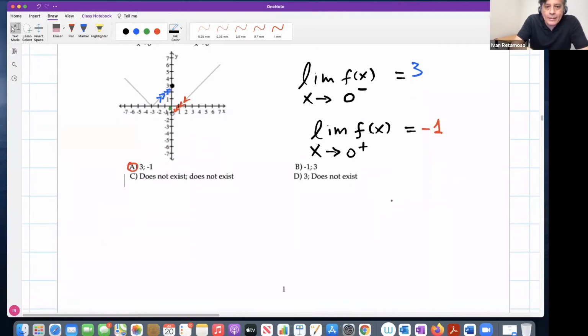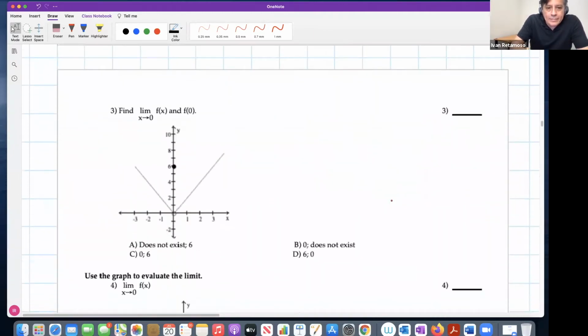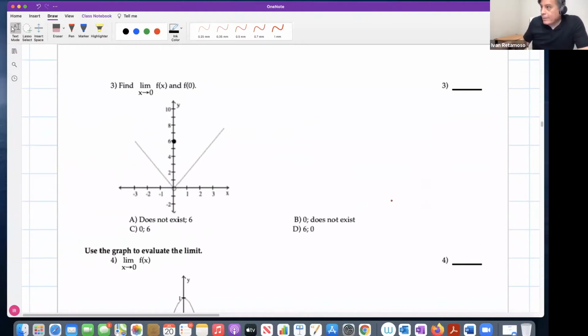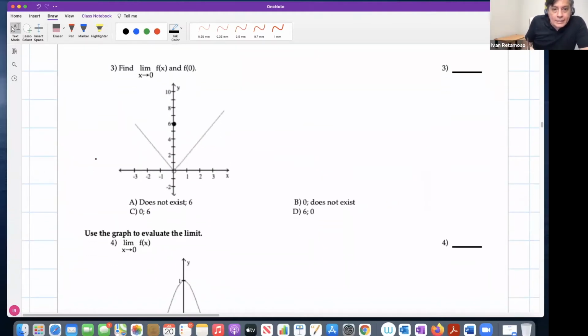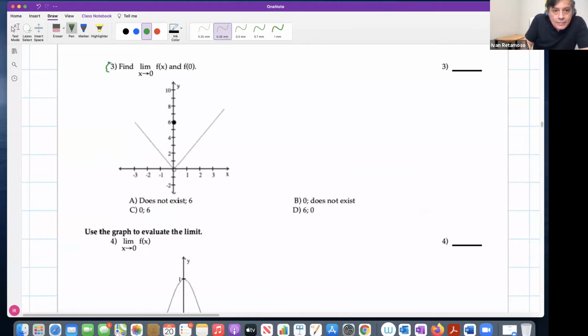Okay, great. Another one here. Let's see if you can do this so we can move on, guys, because we're going to cover more. Try this now. Find the limit of f of x as x approaches 0 simultaneously from the left and from the right. Be careful there. It's a tricky question. And together with this, figure out what f evaluated at 0 is.